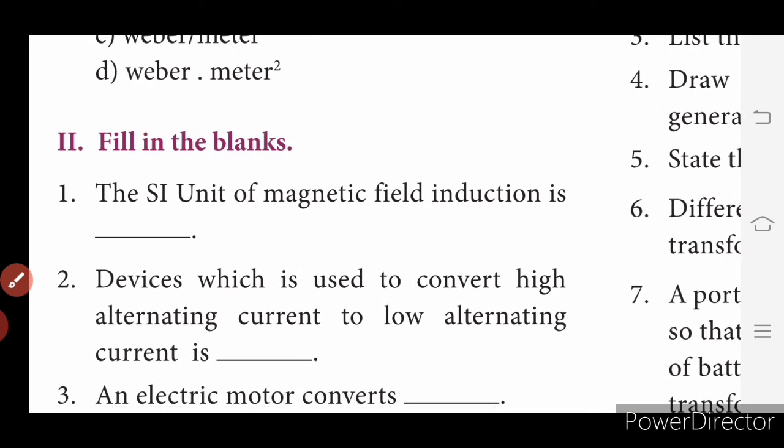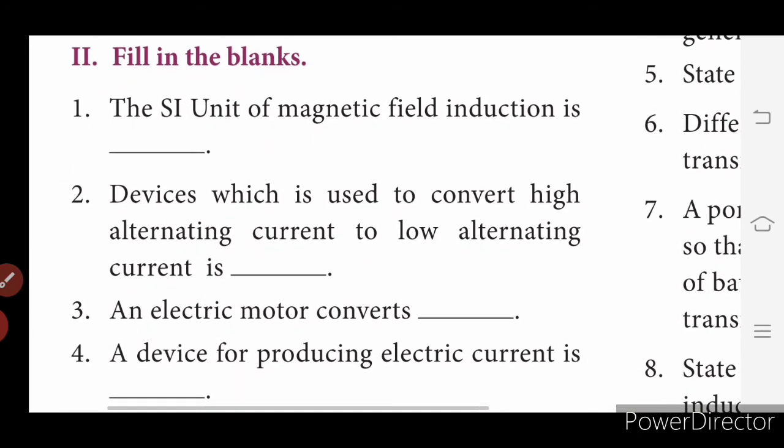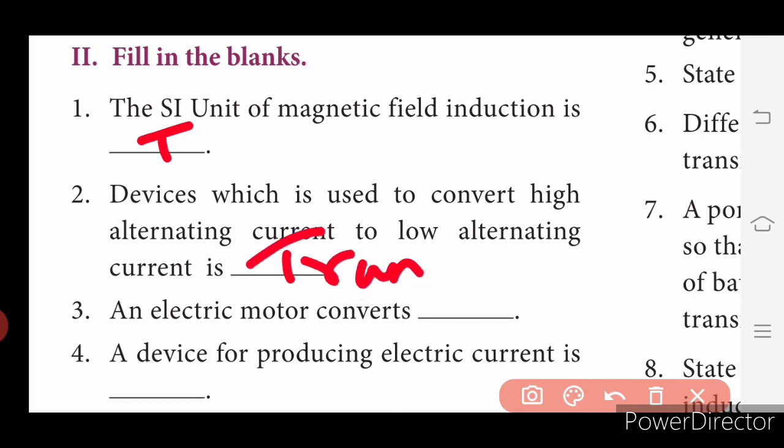A PDF will be uploaded. This is just to have a glance. We will discuss the answers. The SI unit of magnetic field induction is Tesla. The device used to convert high alternating current to low alternating current is the transformer. The device used to convert low voltage to high or high voltage to low is the transformer. An electric motor converts electrical energy into mechanical energy.